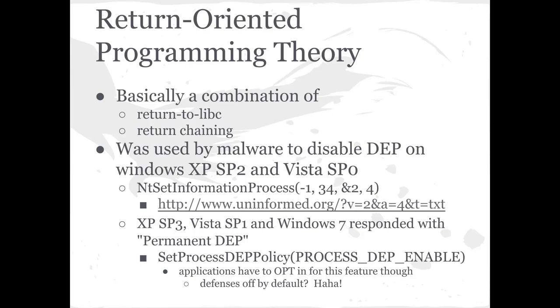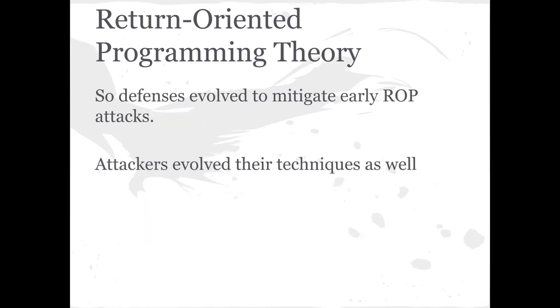DEP was not permanent in the beginning. And so Windows in Service Pack 3 for XP, Vista, and then Windows 7 by default respond to this style of attack with permanent DEP. However, this defense was off by default and applications had to opt into permanent DEP, which was just absurd. I'm not sure if that's been fixed nowadays. However, the main technique that's being used with ROP to get around DEP and NX is stack pivoting. And we'll get into that in just a little bit.